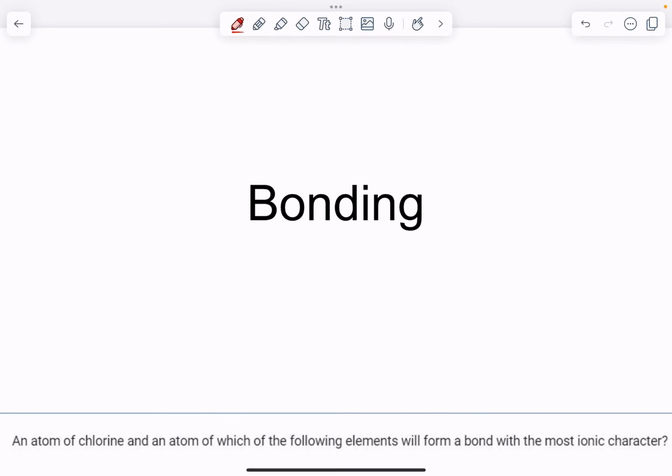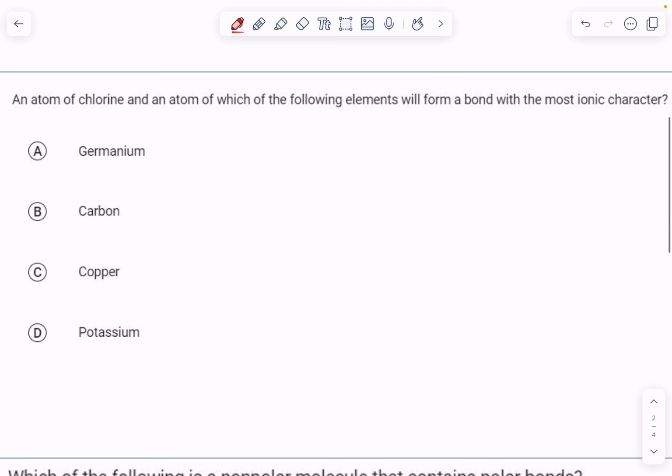All right, in this video, we'll be looking at some bonding type questions. In this first one, we've got an atom of chlorine and an atom of which of the following elements will form a bond with the most ionic character here.